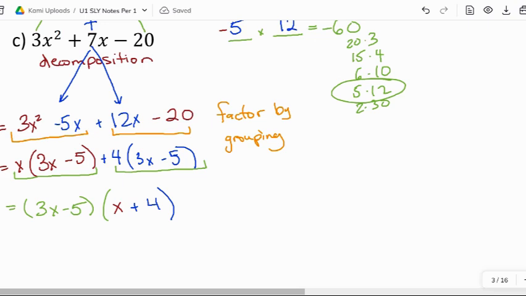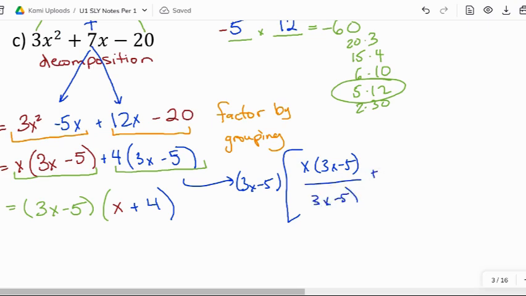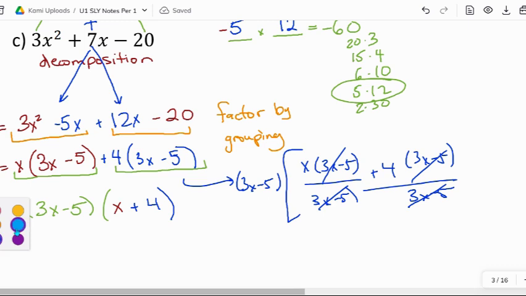No. It's like I'm saying, oh, each of these has a 3x minus 5. So I'm going to divide each term by 3x minus 5. So I cancel these, and what's left? X plus 4. Okay, I want to show you what I was talking to Noe about, just because I know different countries teach things differently. There is a super shortcut. It's literally doing it in your head. Okay, so we go from here to the answer.